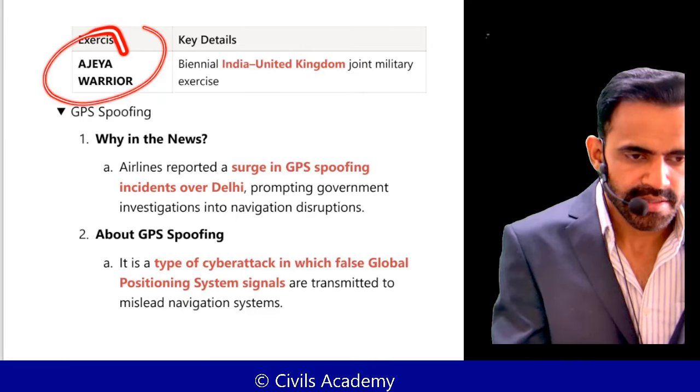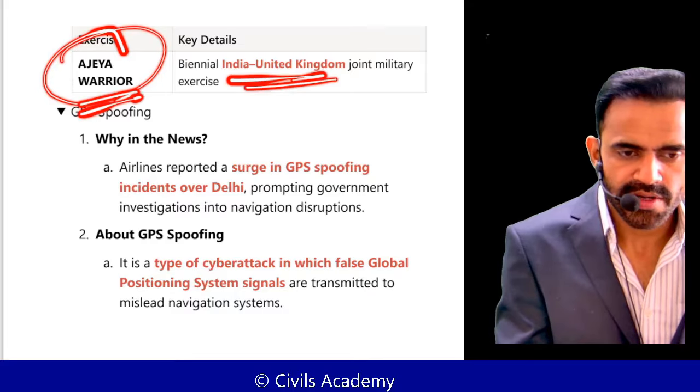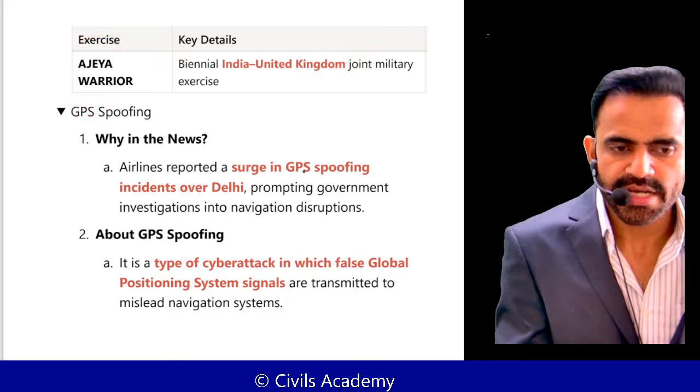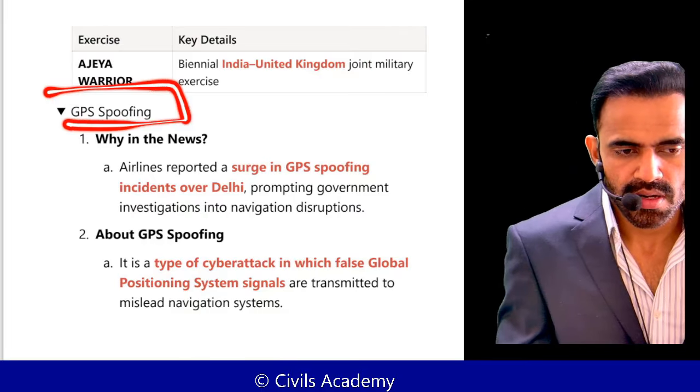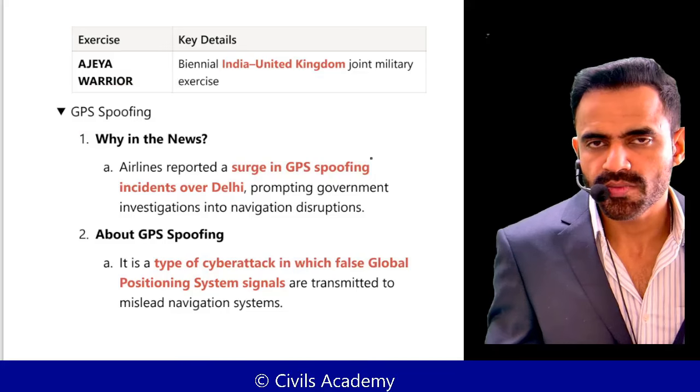And then there is Ajay Warrior between India and UK, and this is a military exercise. Okay, so these were the important military exercises. Now, the next topic is related to GPS spoofing.